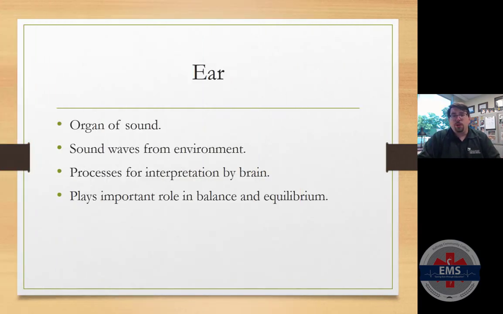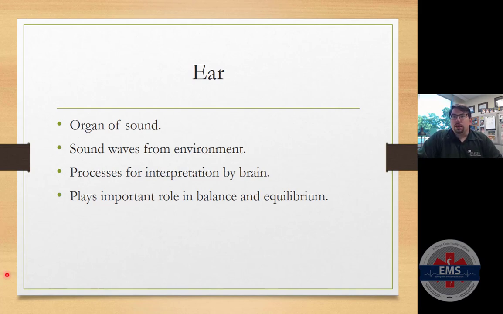Those are the primary components that we were talking about in dealing with our eye injuries. I know it's a very fast way of going through it, but we'll now move on to the ear. So when we think about the ear, we know that the ear is an organ of sound. Sound waves are picked up from the environment, brought in through the ear, and interpreted by the brain, and we know that the ears themselves definitely play a huge role in maintaining balance and equilibrium.